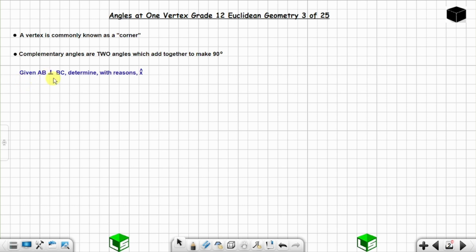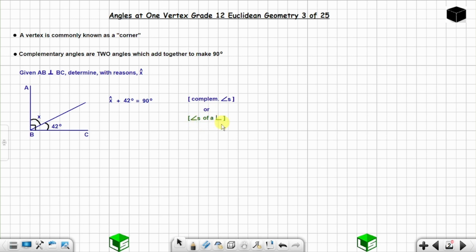Given AB perpendicular to BC, determine with reasons the angle X. So from this, the angle X plus 42 degrees is equal to 90 degrees, because AB is perpendicular to BC. And the reason is complementary angles, or you can say angles of a right angle.